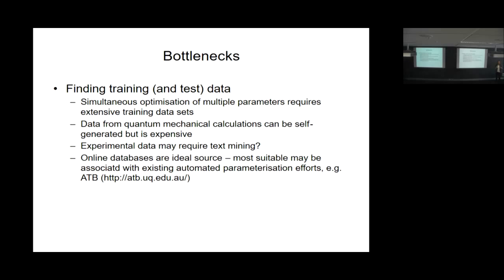Some of it's going to be buried in historical publications that may be only available in PDF format if you're lucky. But there are some online databases, so I think you want to start with seeing what you can get out of there. A lot of these are going to be associated with existing automated parameterization efforts. There's one that we've used quite a lot, the Automated Topology Builder, that has quite a nice database already of things where they've already calculated the electron structure, the solvation energies, and we've got the experimental data here as well. So there's places we can start to make the problem practical. Whether it'll actually be applicable wholesale, I don't know.